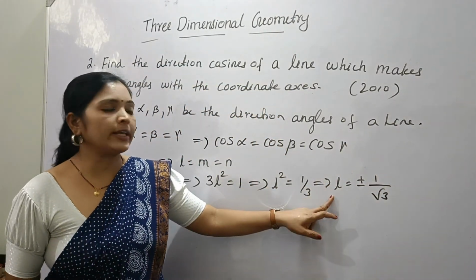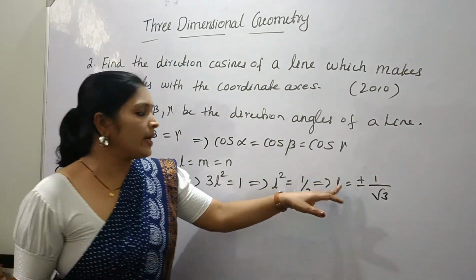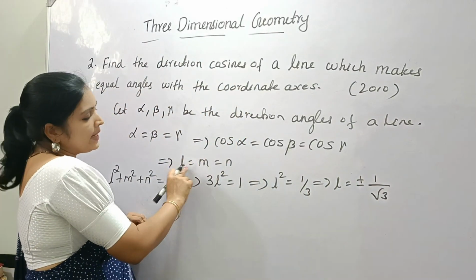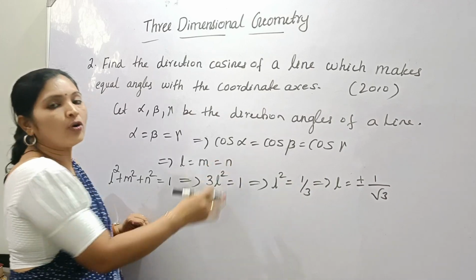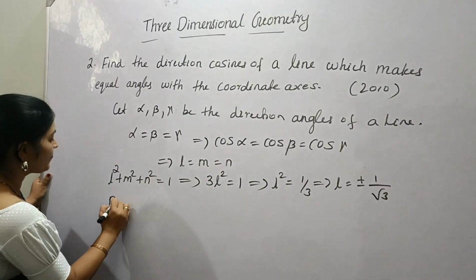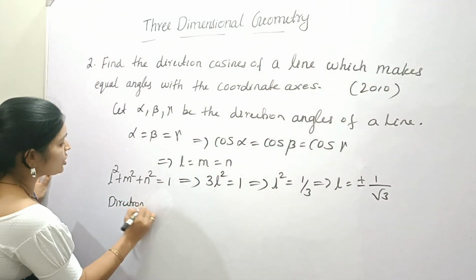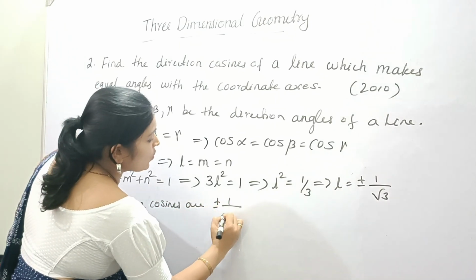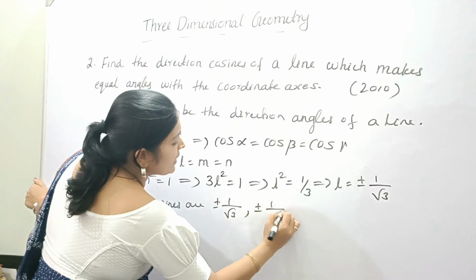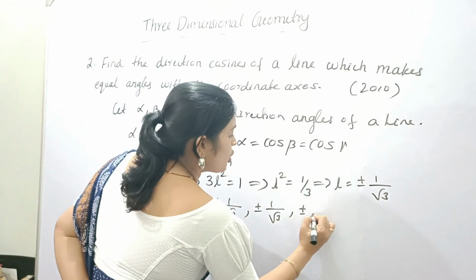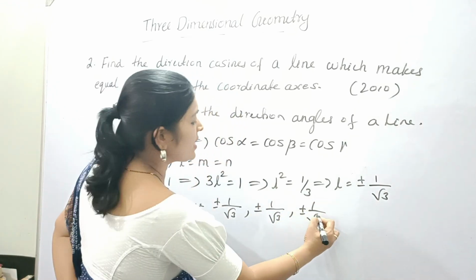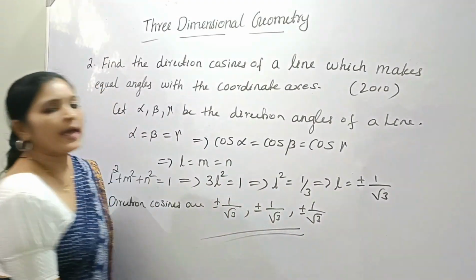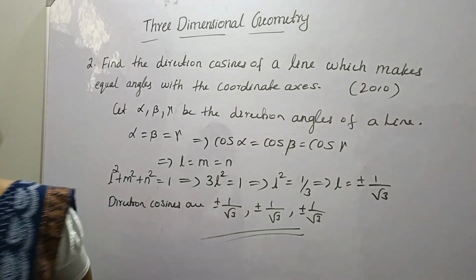See, we have got L, that is a direction cosine, right? So here L is equal to plus or minus 1 by root 3. Here we have L is equal to M is equal to N. Therefore, the direction cosines are plus or minus 1 by root 3, plus or minus 1 by root 3 and plus or minus 1 by root 3, because L is equal to M is equal to N. So these are the direction cosines of a line.